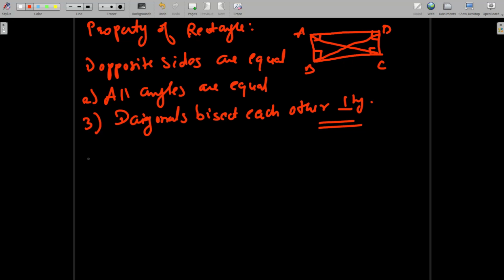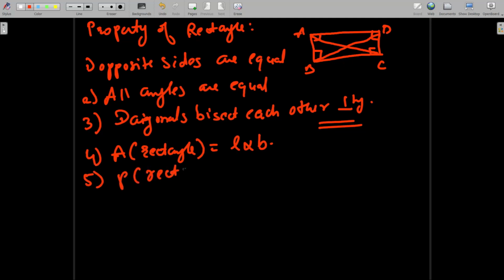If you want to find the area of a rectangle, the area of rectangle is equal to length into breadth. And the same way, the perimeter of rectangle is equal to 2 into L plus B, right? So this is how we write the formulas.